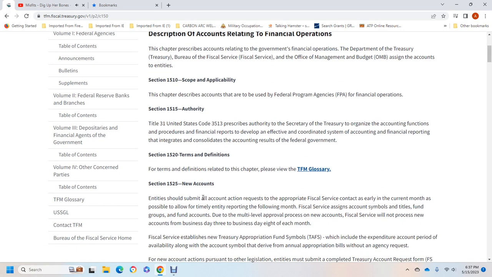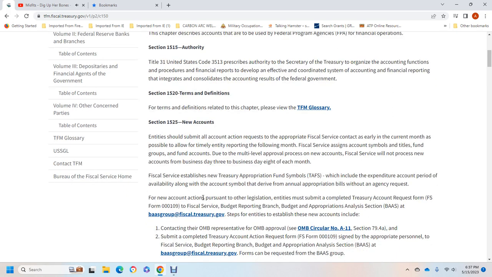Section 1525, new account. The entity should submit all account actions for the appropriate Official Services contact early with the current month if possible, to allow timely entity reporting in the following month. Official Services assigned the accounting symbols and titles following with the groups of the funding account with a multi-level approval of the process. Official Services will not process new accounts for business day 3 to business day 8 of each month.